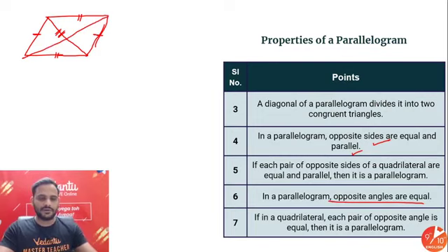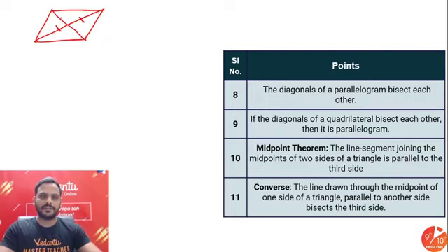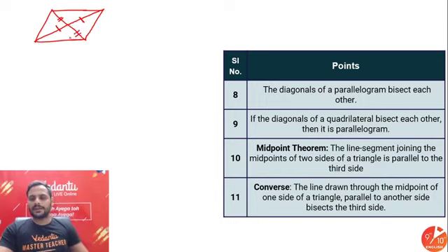Diagonals of a parallelogram bisect each other. Very, very important, okay. Very important thing. And don't forget to do the proof of all these. Do the proof before you go, beta. I have done all this. So diagonals bisect each other, okay. And if the diagonals of a quadrilateral bisect each other, then it is a parallelogram, it's the converse.